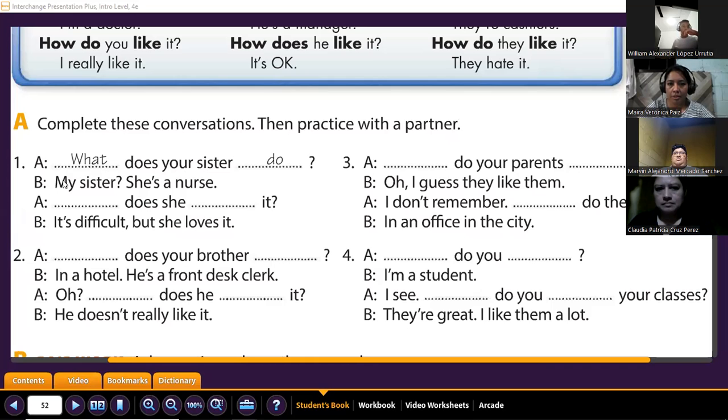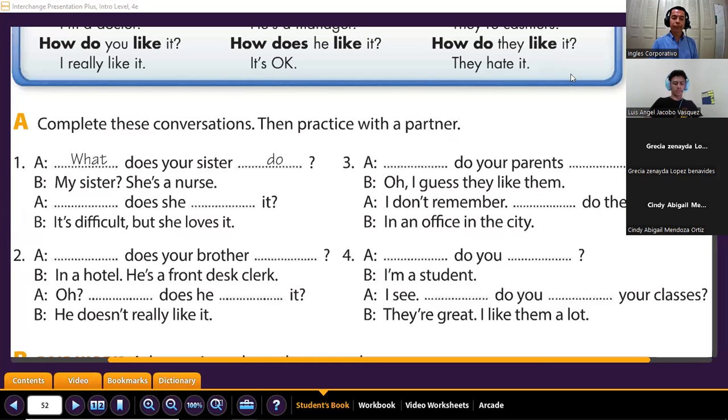What does your sister do? My sister is a nurse. How does he like it? It's difficult, but she loves it. Nice, right? And he says, how does she like it, right? She. Very good.